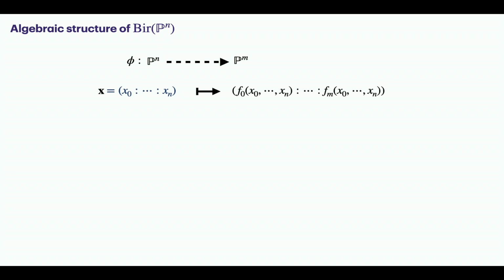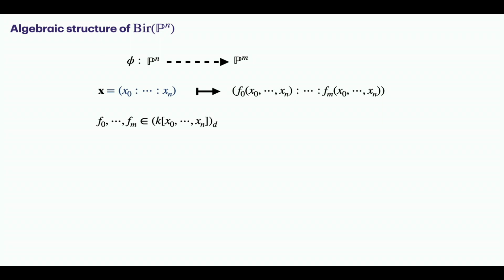the Cremona group of P^n. So suppose that we have a rational map from P^n to P^m. So we are talking in a general way. It can be given by homogeneous polynomials of the same degree, f0 up to fm, all of them in terms of x0 to xn.